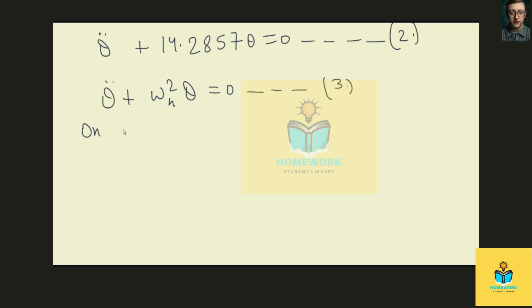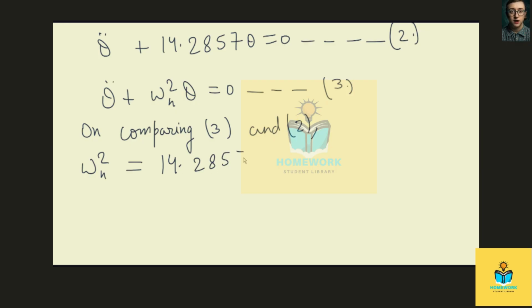Now on comparing 3 and 2, we get omega square n equal to 14.2857, or from above we get omega n is equal to 3.7796 radian per second.